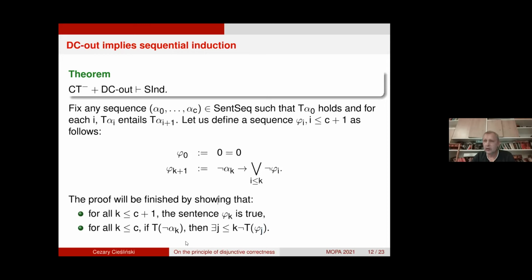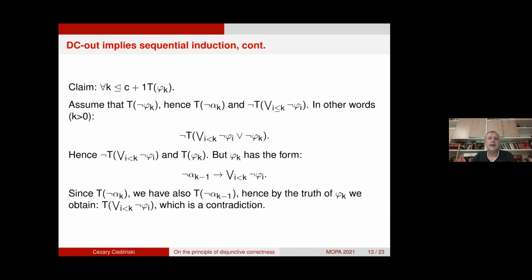Yeah, following the two is the proof. Okay, so the first claim: all of the phi k's are true. The proof runs like this. Assume that phi k is false. Then k is larger than 0, because step 0 was triviality.